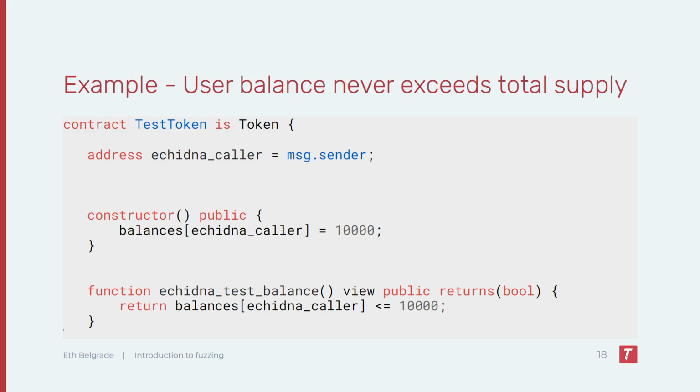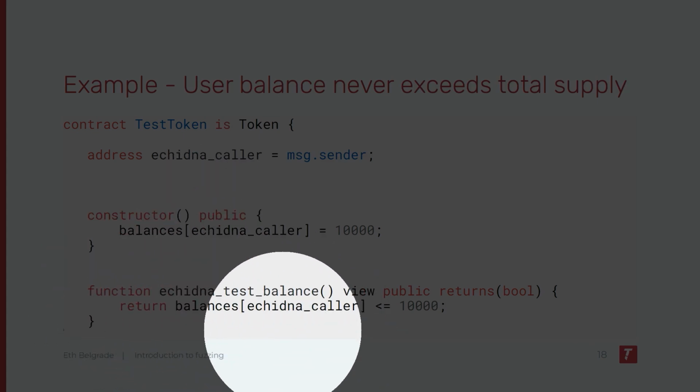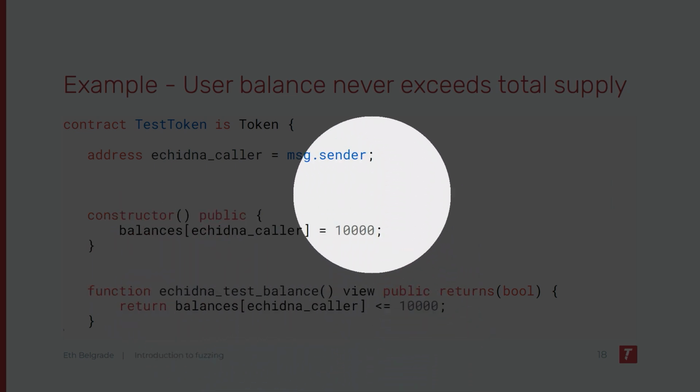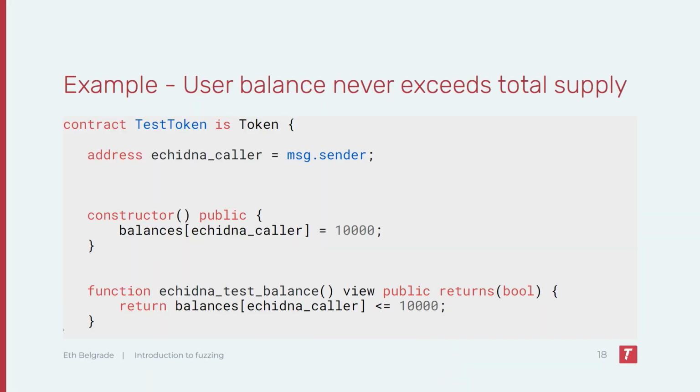Here, how can you define an invariant? An invariant will simply be that the balance of the user is below the total supply, which you define to be 10,000. So you define the total supply of the contract to be 10,000. You write an invariant, which is 3 lines of code, and you run the fuzzer.